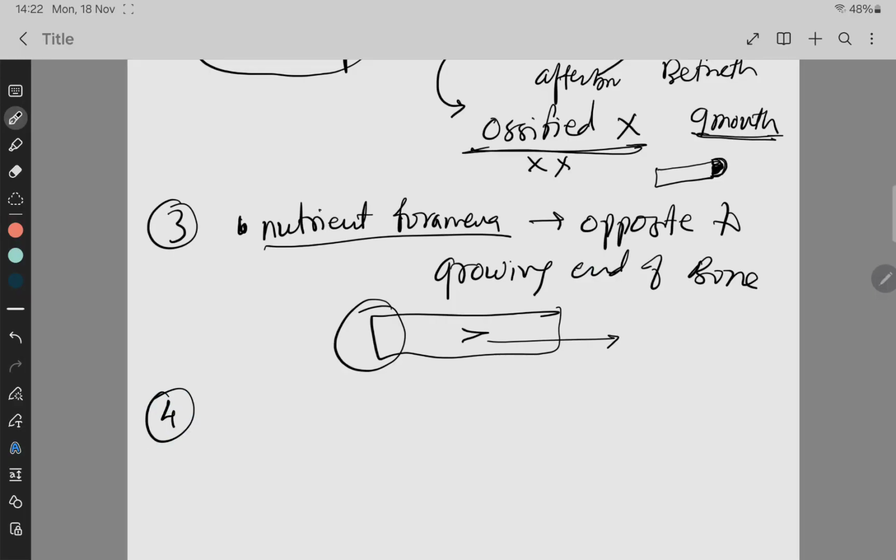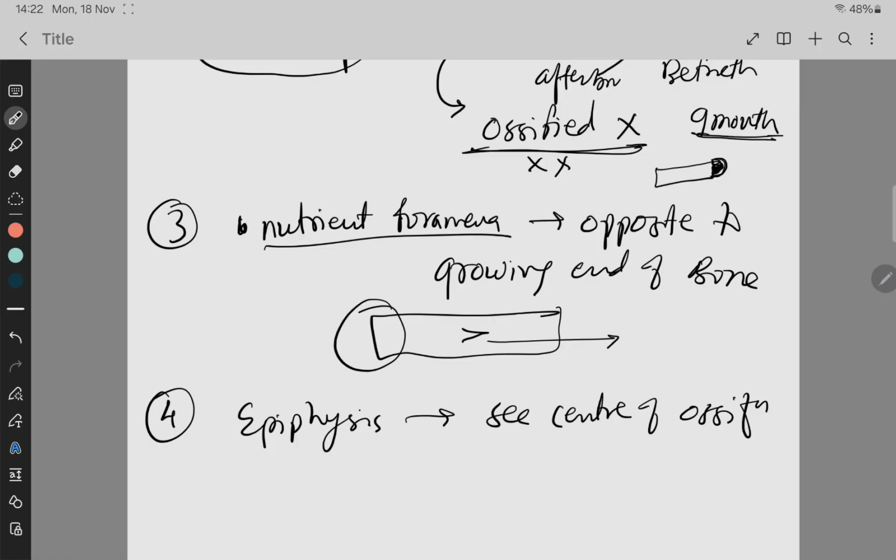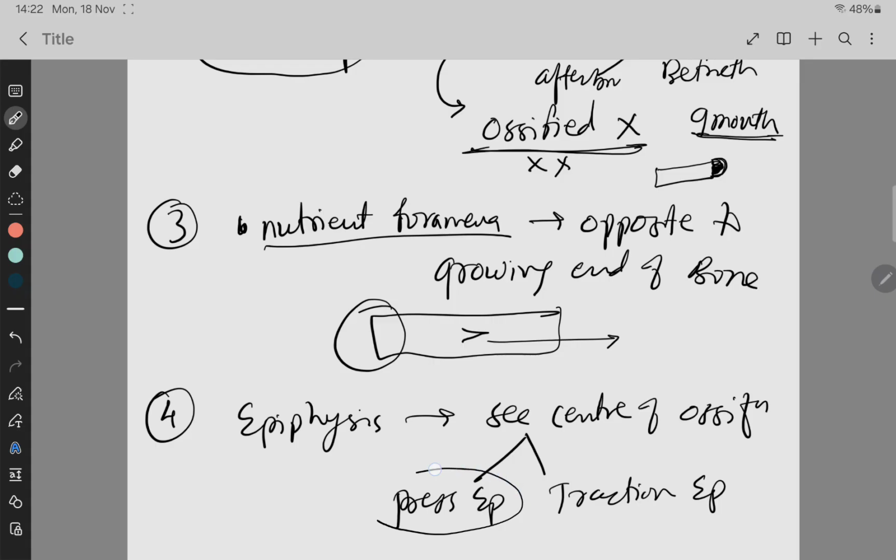Fourth law of ossification. Epiphysis is developed from the secondary center of ossification. The secondary center of ossification for pressure epiphysis appears before that of the traction epiphysis. So the secondary center of pressure epiphysis appears earlier as compared to traction epiphysis. That is the fourth law of ossification.